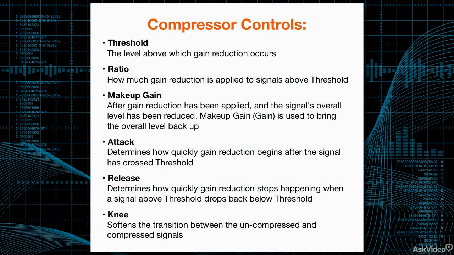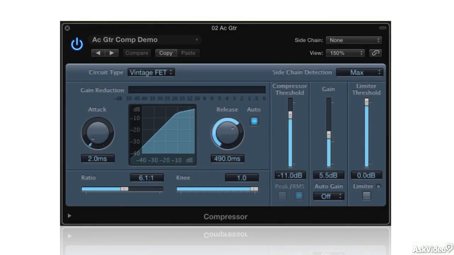Compressors have several controls which interact. The main ones are threshold, ratio, makeup gain, attack, and release. Sometimes there's also a knee control. One of the two main controls is threshold.